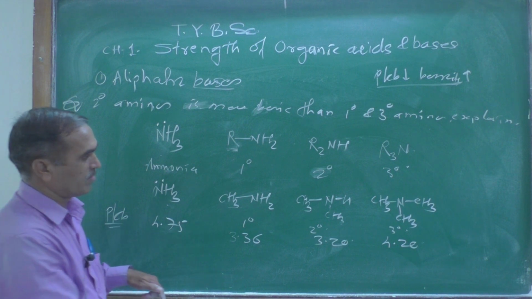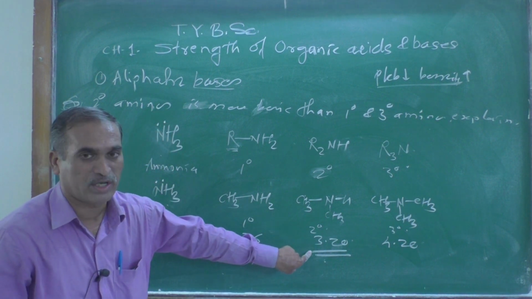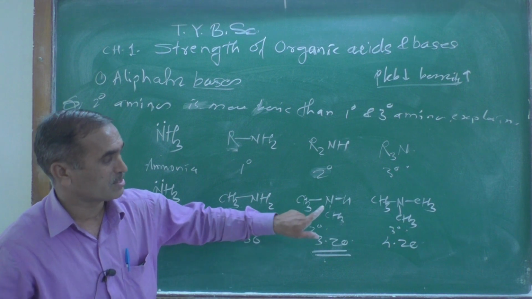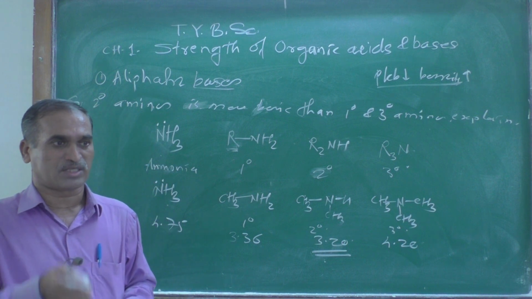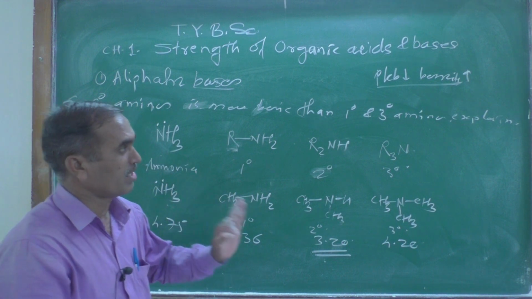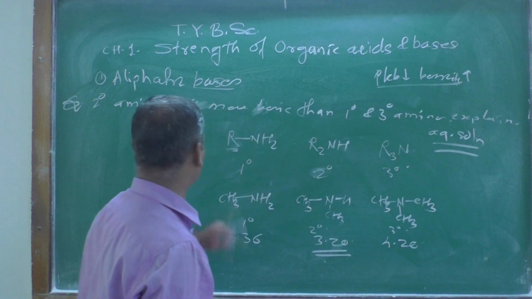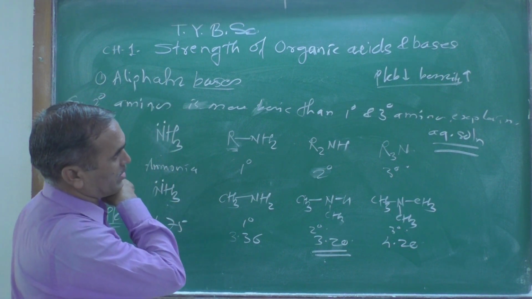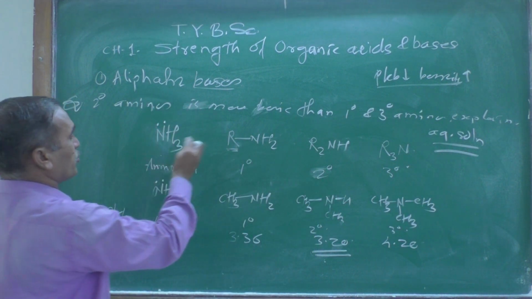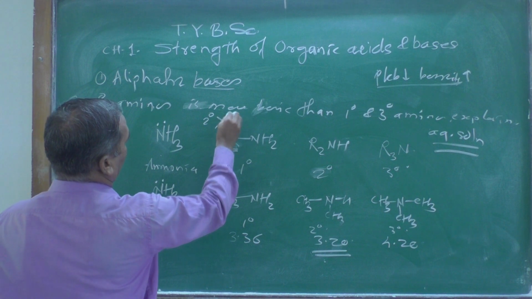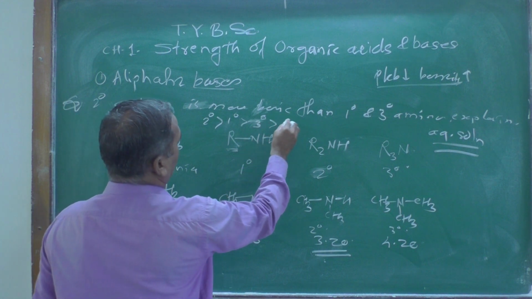Which one is the lowest one? You see here the secondary amine has the lowest pKb value. It means that this one is the strongest one. If the strength of these bases is measured in aqueous solution, then the strongest base follows this basicity order: secondary is greater than primary, then tertiary, and the last one is NH3.